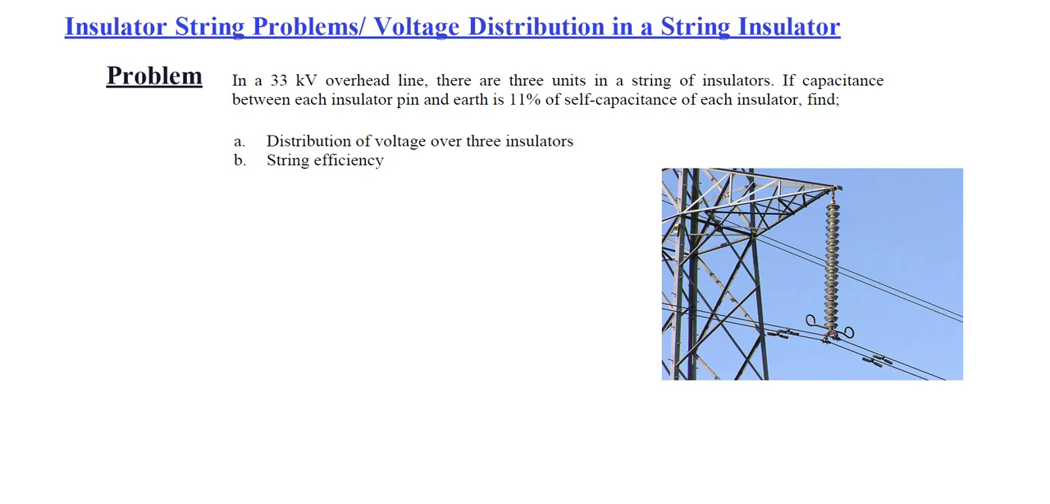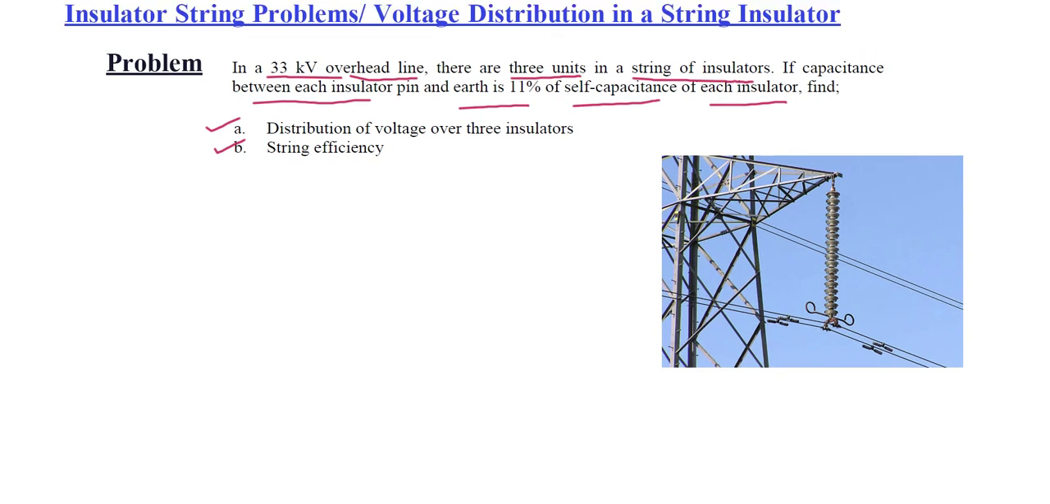In this problem, we are given a 33 kV overhead line and there are three units in a string of insulators, so three disks are making a string. If the capacitance between each insulator pin and the earth is 11% of the self-capacitance of the insulator, find the distribution of voltage over the three insulators and the string efficiency. Before we proceed to the solution, we need to understand the problem well.